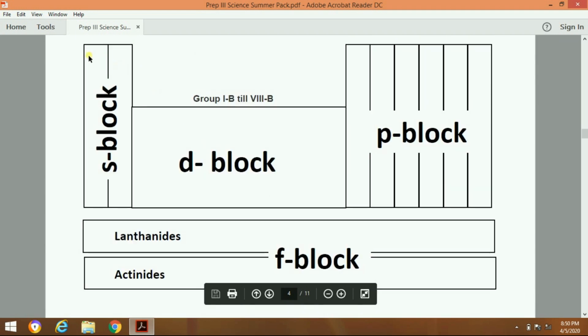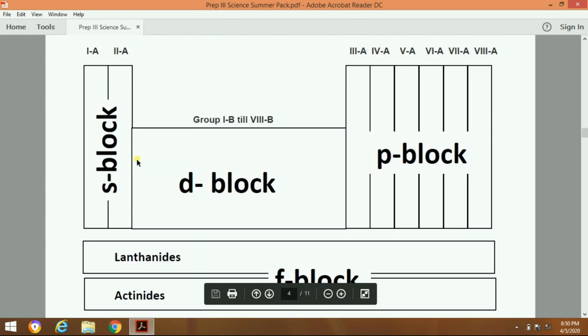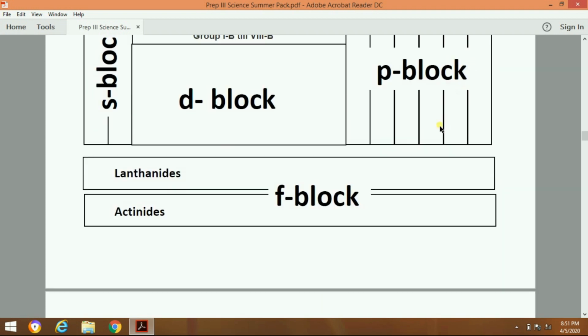Group 1A and 2A are called S block. These are main and representative elements. Group 1B till group 8B are D block. These are transition metals. Why are they called transition metals? Because these metals have some of the properties of S block and some of the properties of P block at the right. The P block comprises group 3A till group 8A, while the F block comprises the lanthanide and actinide series.